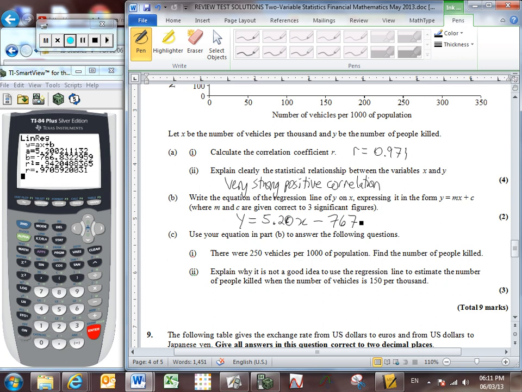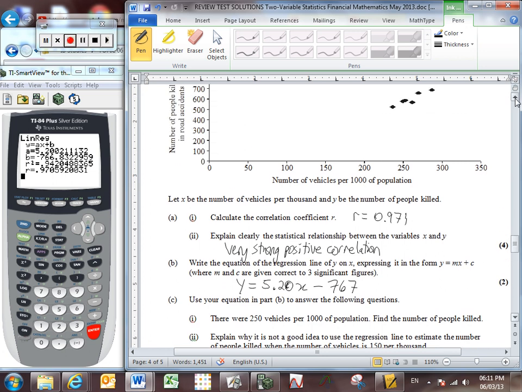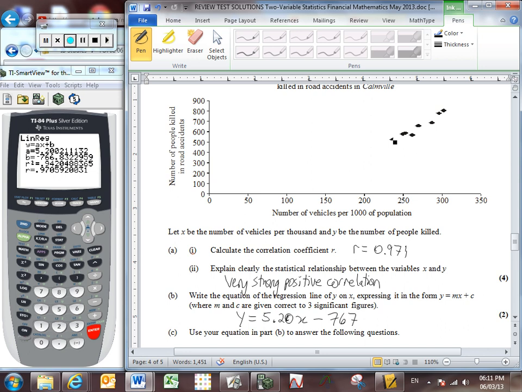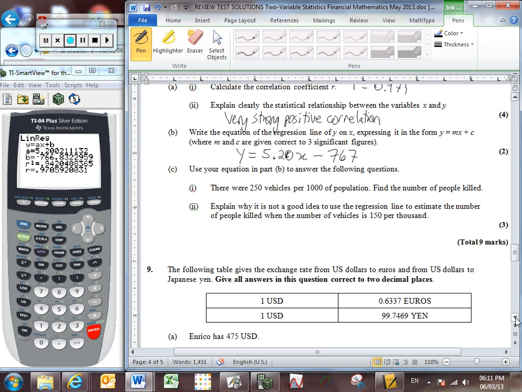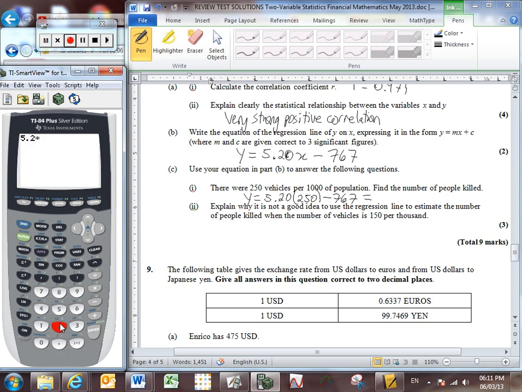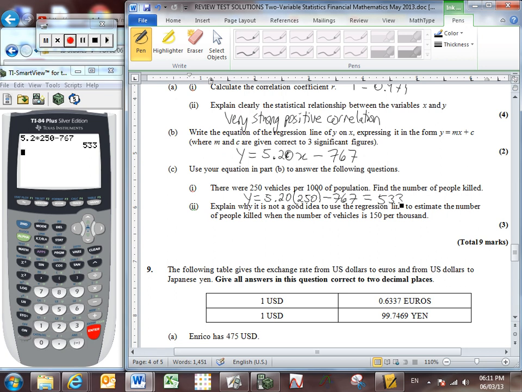Now we need to use our equation to answer the following questions. There were 250 vehicles per 1,000. Find the number of people killed. So let's just see if 250 is a reasonable number to choose. Yeah, 250 is inside our data, isn't it? So that's fine. So let's stick 250 into our equation. y equals 5.20 times 250 minus 767. 533 is the number of people that were killed.